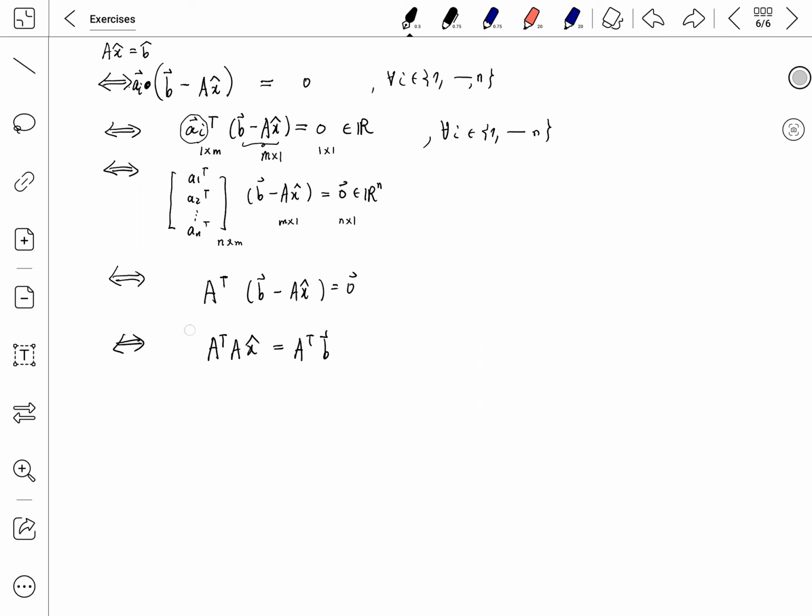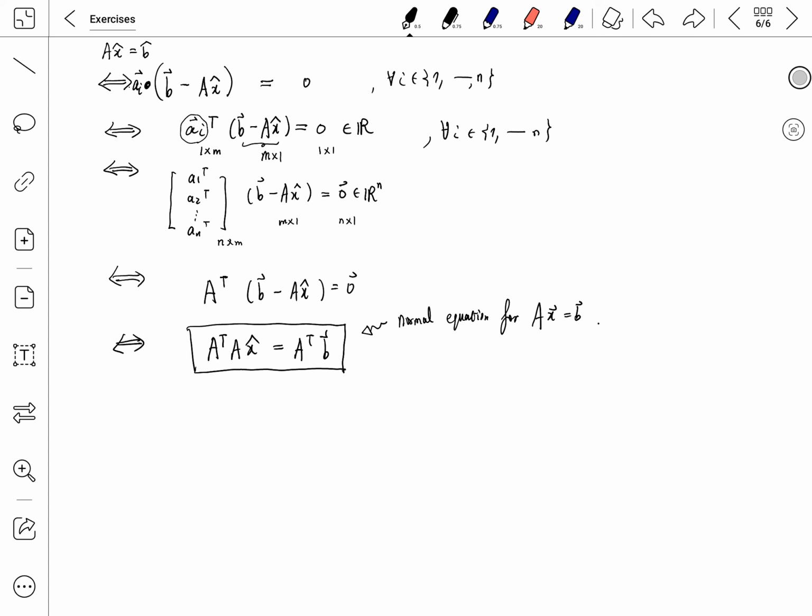And this is how we solve this least square problem. x hat is the solution of this. I call this the normal equation for the starting question Ax equals b, which does not have a solution.